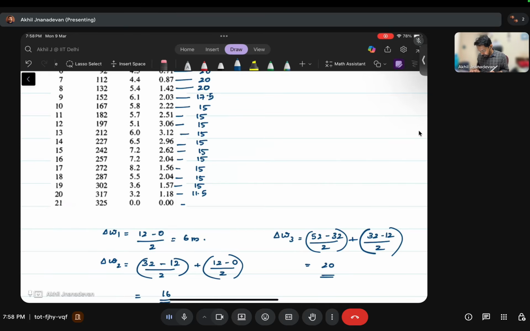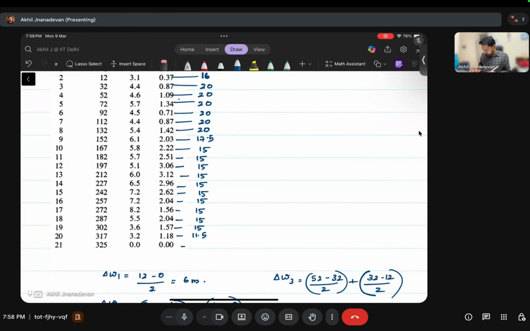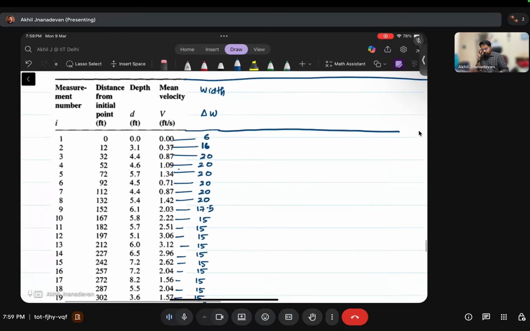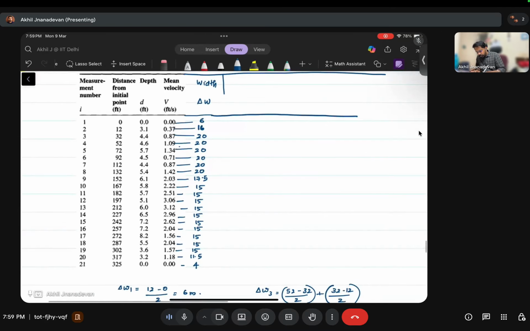So the widths are 325 minus 317. The width is equal to 4 meter. That is 325 minus 317 is 8, by 2 will be 4 meter, right? So we got delta W. We got the width of each of the sections.